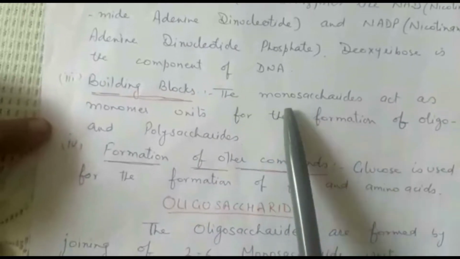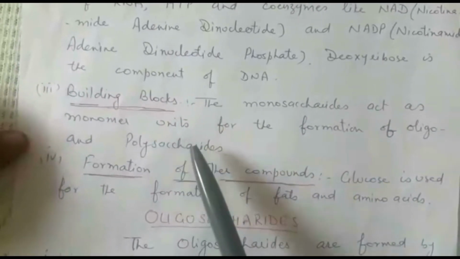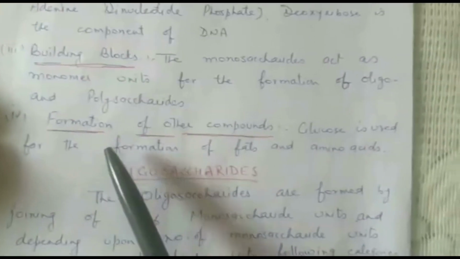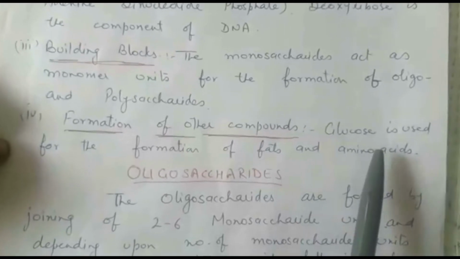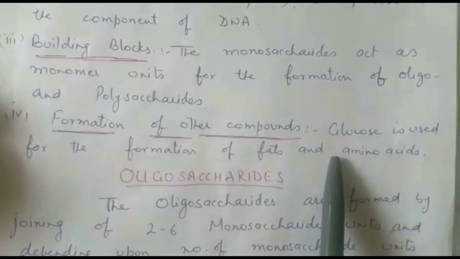Besides this, monosaccharides act as monomer units for the building of oligosaccharides and polysaccharides. Besides this, glucose is also used in the formation of fats and amino acids. So these are functions of the monosaccharides.